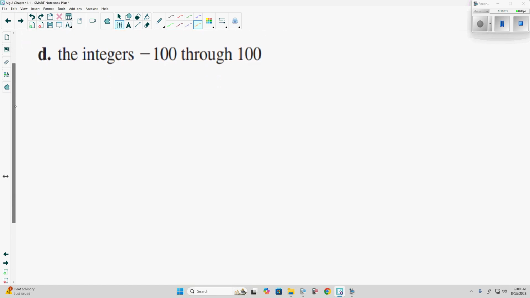Okay. The integers, negative 100 through 100. Integers we can list out, yes? Because the first one would be negative 100, next one would be negative 99, and then negative 98, then negative 97, then negative 96, then negative 95, and negative 94. Yes, I agree. It is possible to do it, but it would take a while. There's actually 201 numbers we would have to list out. I think that's a few too many.